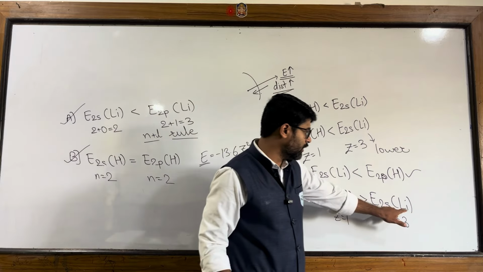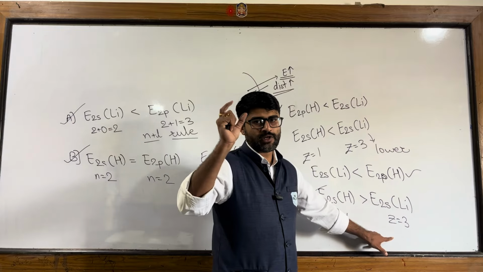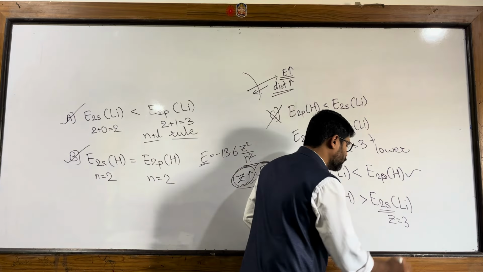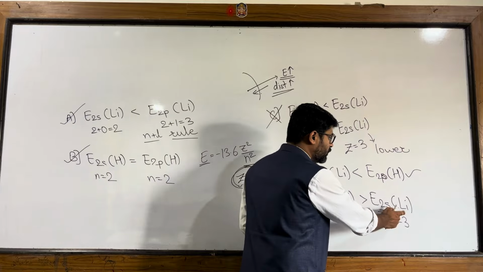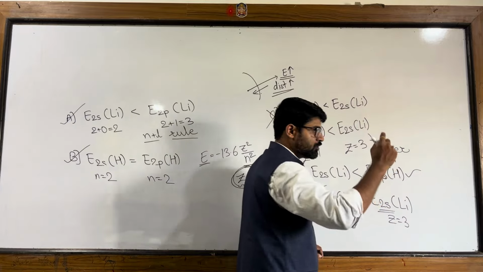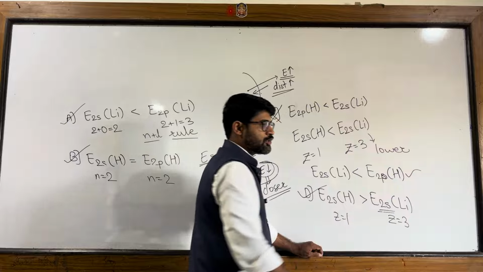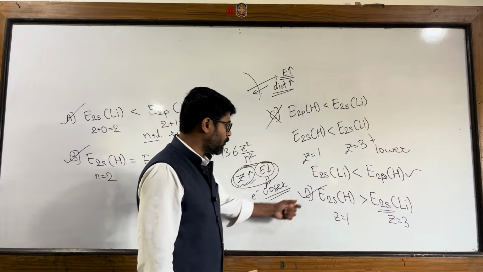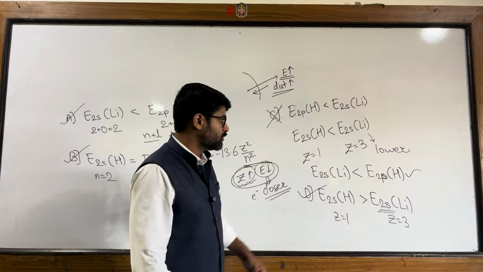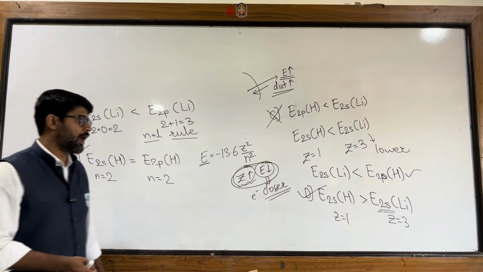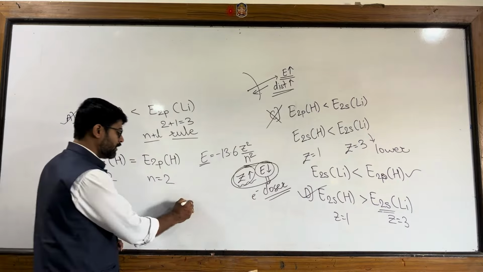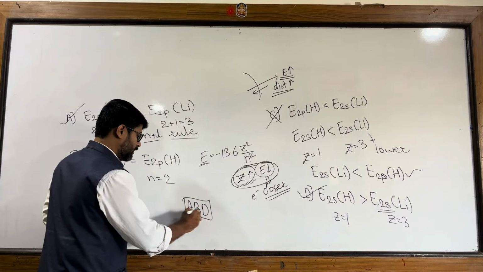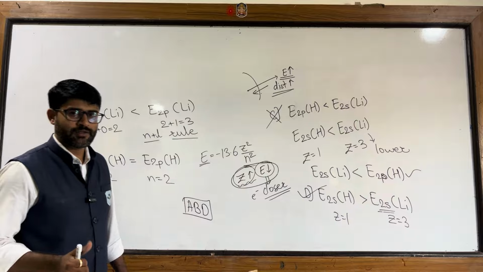Lithium nucleus is attracting this orbital more. For the 2s orbital, the attraction from the lithium nucleus is higher, so this orbital will be smaller, and smaller orbitals have lesser energy. So option D is also correct. This is a multiple choice question and the correct options will be A, B and D. That's it. Thank you.